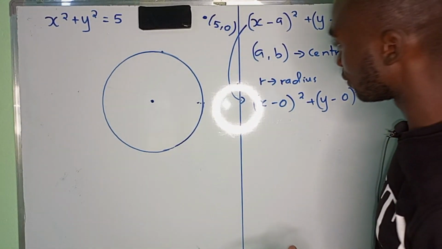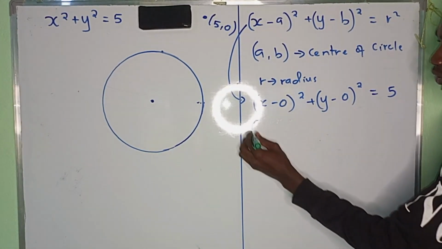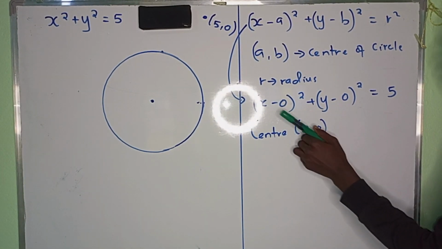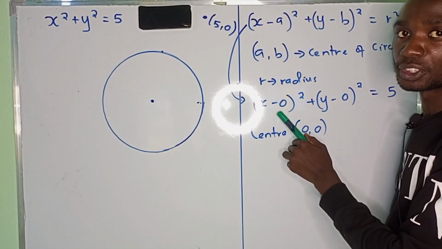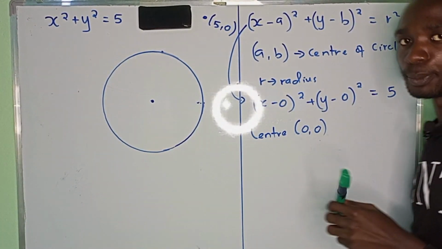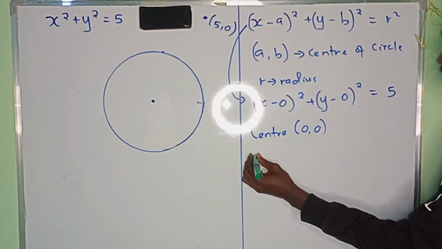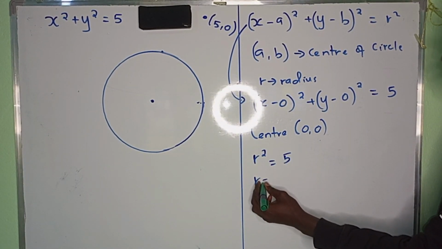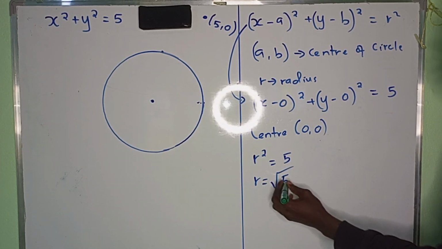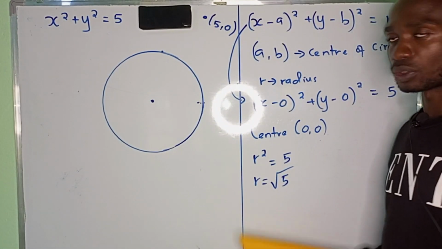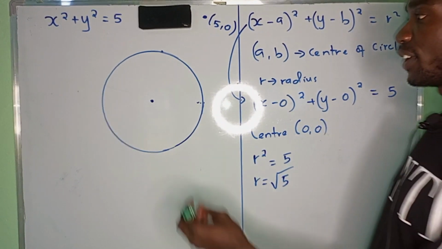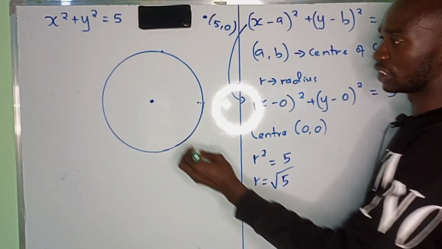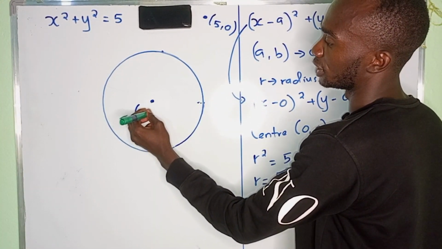So in this case, the center of this given circle is O, which is (0, 0), because A corresponds to 0 and B also corresponds to 0. And r squared is equal to 5, so the radius r is equal to the root of 5. So the coordinate of the center of the circle is (0, 0).